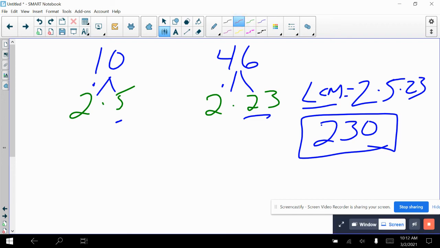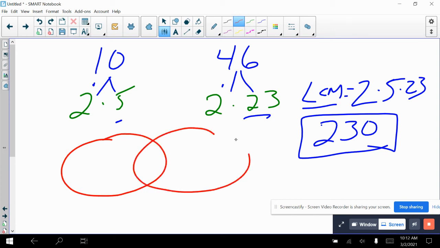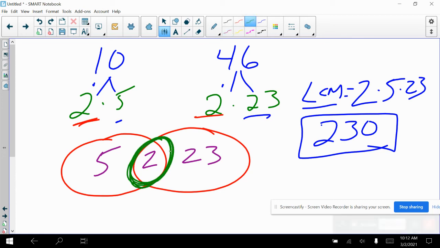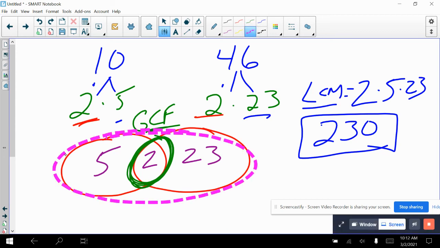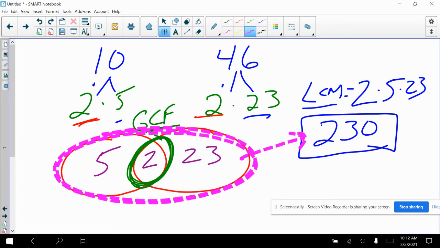Okay, if we were to do the Venn diagram again, what do they share? They share a 2. You got a 5 here and a 23 here. This is the nice part about it. The greatest common factor is right there in the middle. If they were to ask you to find the GCF, boom, right there it is, 2. To find the least common multiple, you multiply everything inside the Venn diagram and you get your 230.